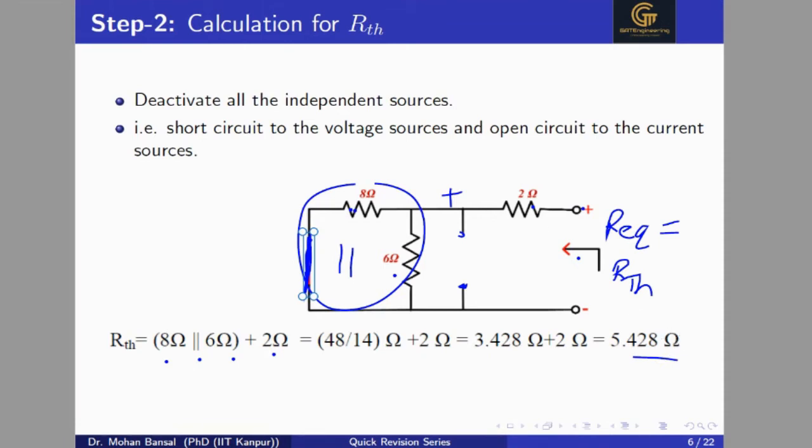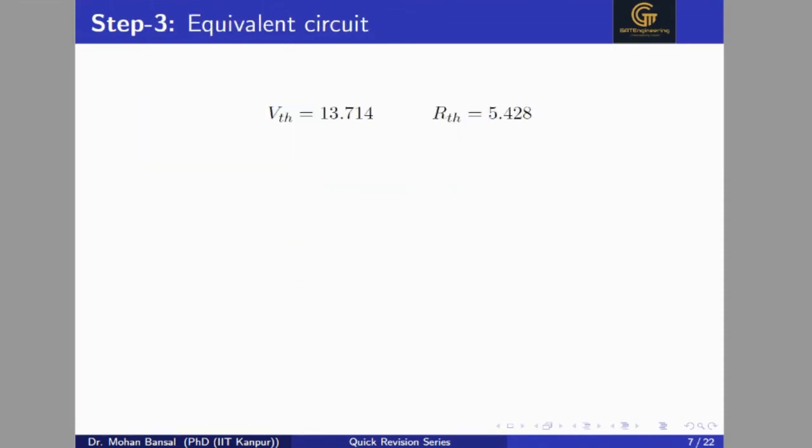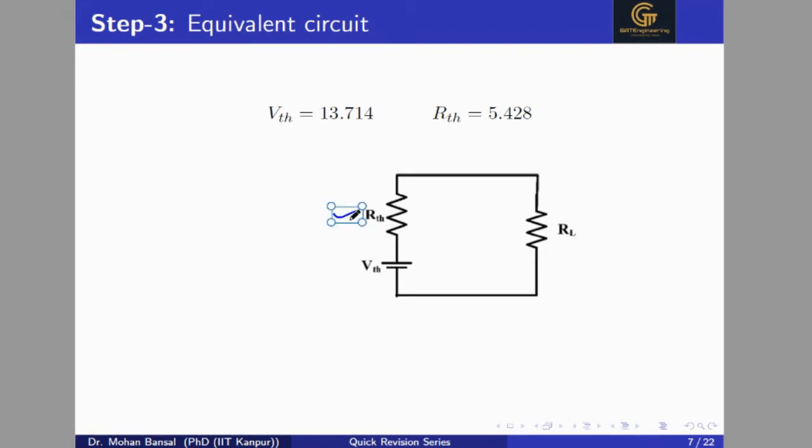We can draw the Thevenin equivalent circuit diagram. This is VTH and RTH, so VTH is 13.714 and RTH is 5.428. And we have already been given in the question that RL is 12 ohm, and we had to find the value of IL in this question.